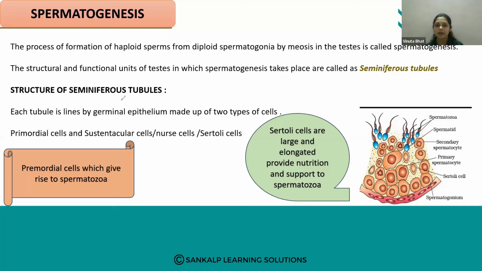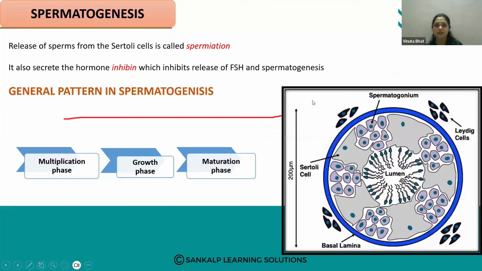Each seminiferous tubule is lined by a germinal epithelium made up of two types of cells, the primordial cells and the nurse cells or the Sertoli cells. Here spermatogenesis involves three important steps: the multiplication phase, growth phase, and the maturation phase.